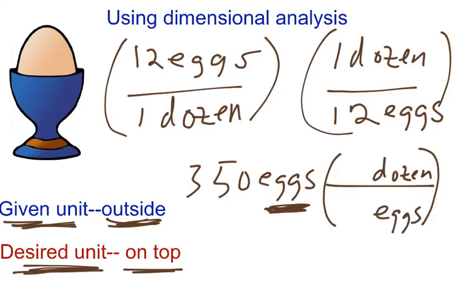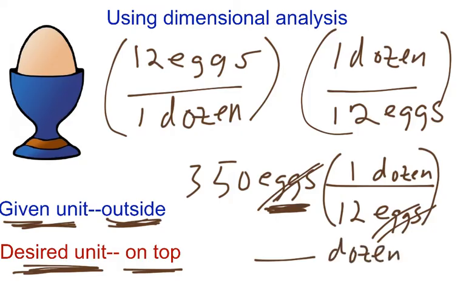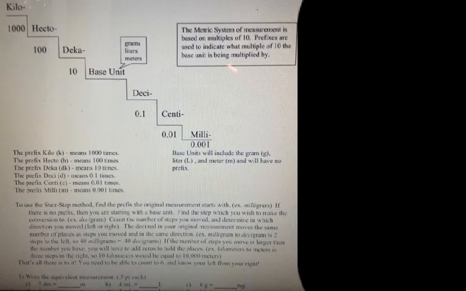Now we know that the conversion factor must be an equality, it must be equivalent. So it's simple, it'll be 12 eggs at the bottom to 1 dozen. The eggs unit cancels out. 350 times 1 divided by 12, that will be your answer in terms of how many dozen. So we will apply that same principle to doing these problems with the metric system.